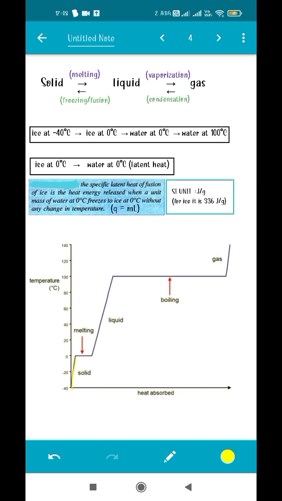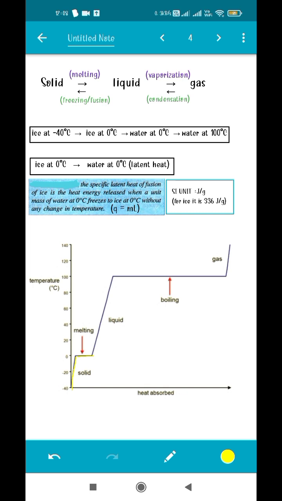Later what was happening? That ice at 0 degrees Celsius was converting to water at 0 degrees Celsius, but without any change in temperature. So as you can see, it is a straight line. That means temperature is not changing, but the heat is changing. The heat is getting absorbed. This heat is called the latent heat, like I just told you. And this process is called melting because ice is converting to water.